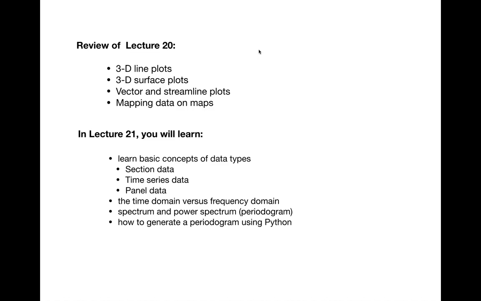In this lecture, we will learn something very different, which will be more technical, on the types of data analysis. So we learn basic concepts of different data types: cross-section data, time series data, and panel data. And we will also learn the idea about the time domain and the frequency domain, and plots in the frequency domain, which are called a spectrum or periodogram. And we will use Python, which is SciPy, to learn how to generate a periodogram.